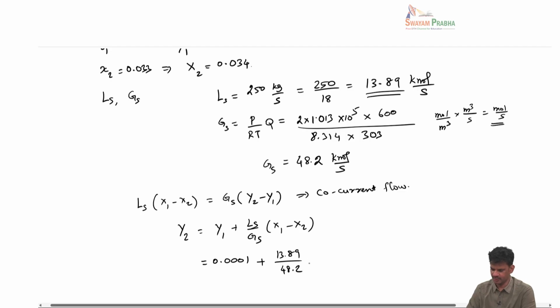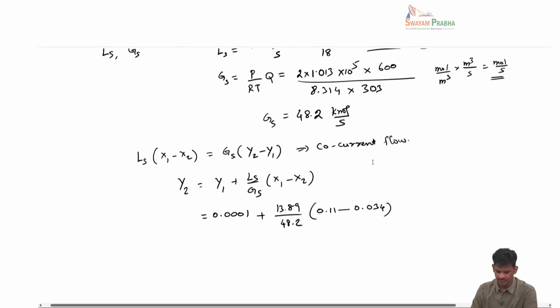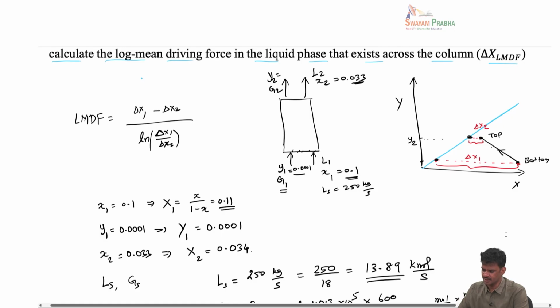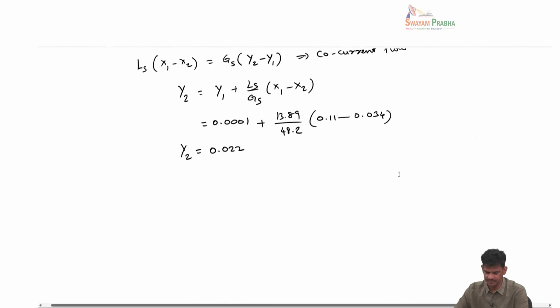Both are in the units of kilomole per second, so they cancel out. And X1 is 0.11, and X2 is 0.034. So from here we can solve for Y2 as 0.022. Okay, so that means in this particular graph, we have identified what is Y2. So Y2 is known, and then corresponding to Y2 we can find what is this X2 star from the equilibrium line.